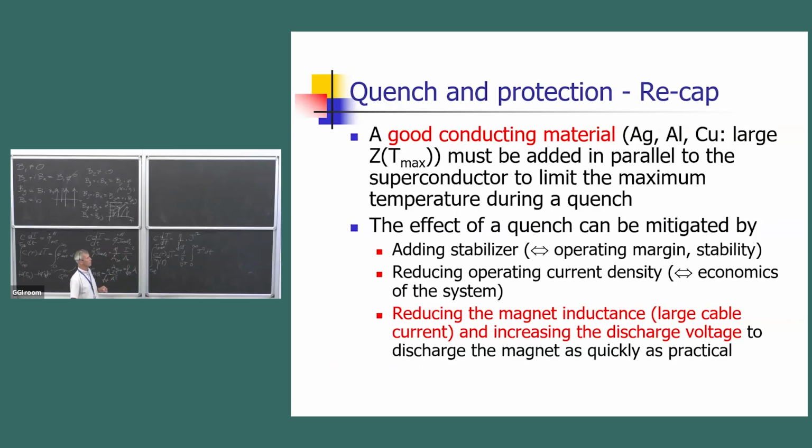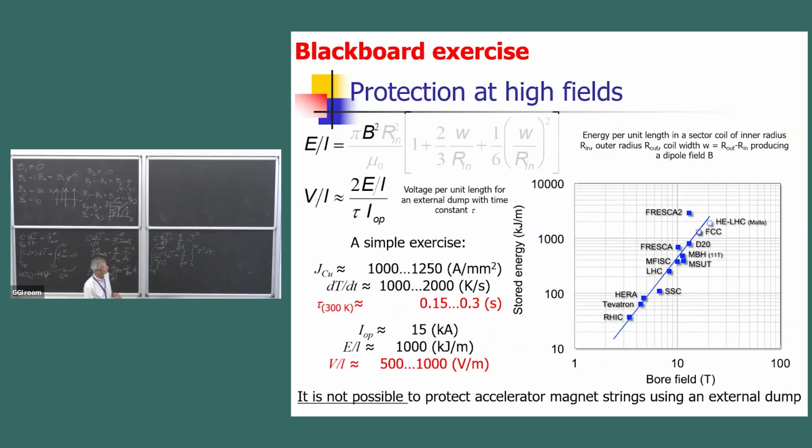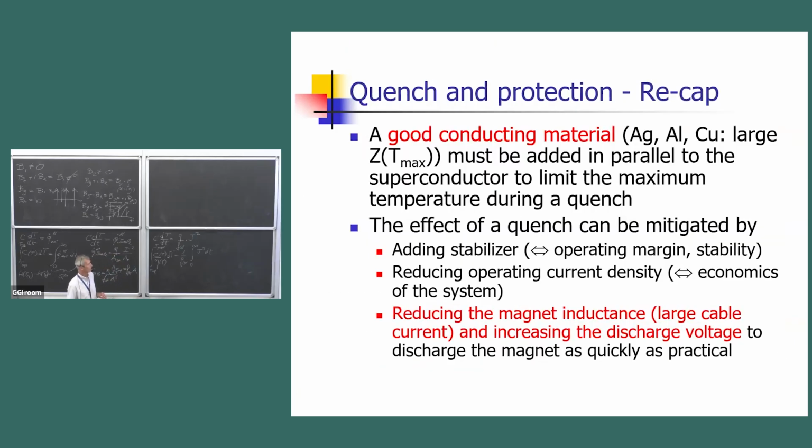You need a good conducting material, and the effect of quench can be mitigated by adding stabilizer, reducing the current density, reducing the magnet inductance. So if you look here, there's an operating current at the denominator that reduces the voltage. You want that current to be as high as practical. And that's why we use cables and not single wires. That reduces the magnet inductance.